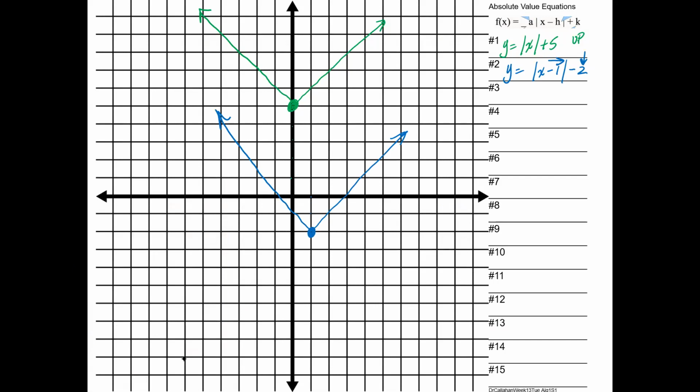Okay. Third equation. Hopefully you're kind of seeing how this works, like what the patterns are. Third equation, we have y equals absolute value of x plus 3, plus 1. The rule is that you're going to go up 1, but over to the left 3. So go up 1, over to the left 1, 2, 3, and connect your V. There is your absolute value.